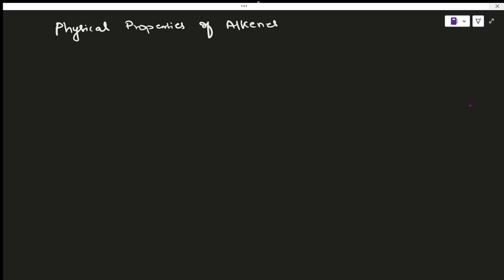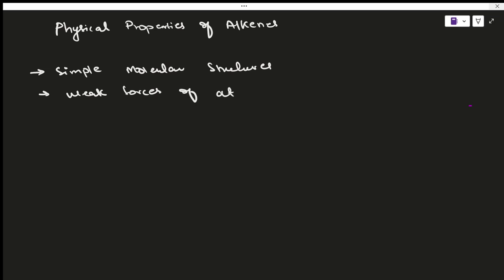So now alkenes, very similar to alkanes, also have similar physical properties. And so we're going to be studying the same thing. Alkenes are also simple molecular structures, and they have weak forces of attraction.